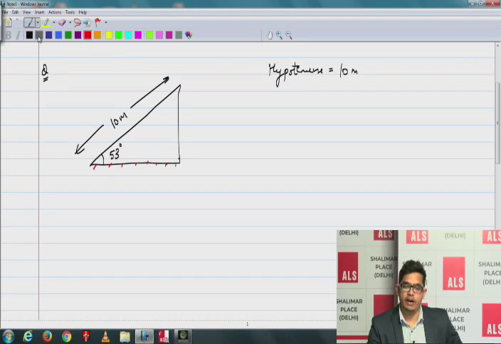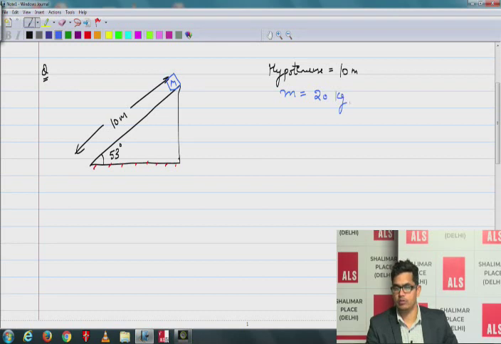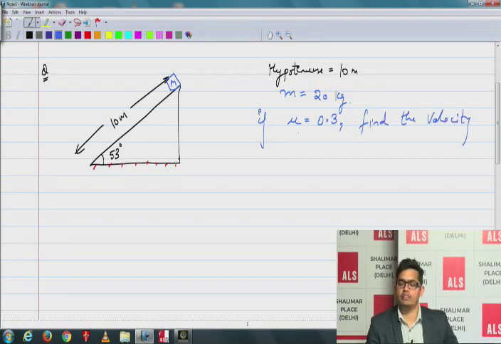From the top, if I release a block of mass m, and the mass is given as 20 kilograms. The question is, if the coefficient of friction is 0.3, find the velocity of the block at the bottom of the inclined plane.